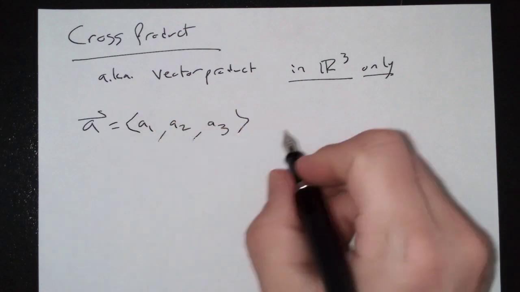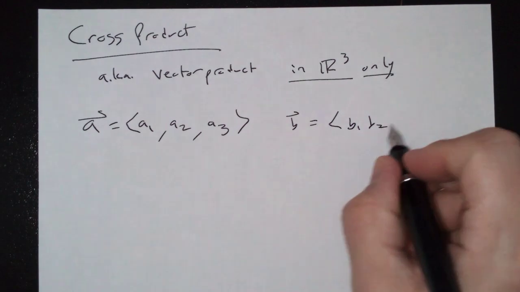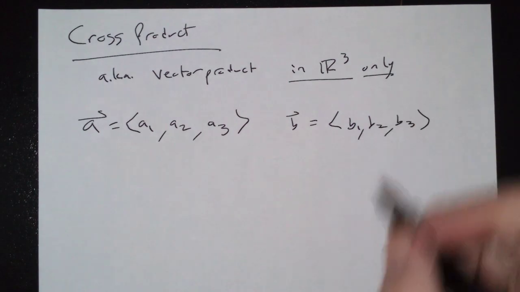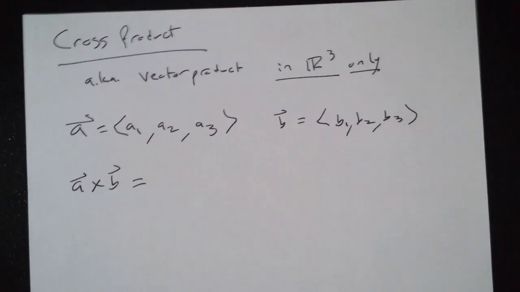So I'm going to have two component vectors, A and B. And when I do the cross product, I'm going to get another 3 vector. The following formula sucks.